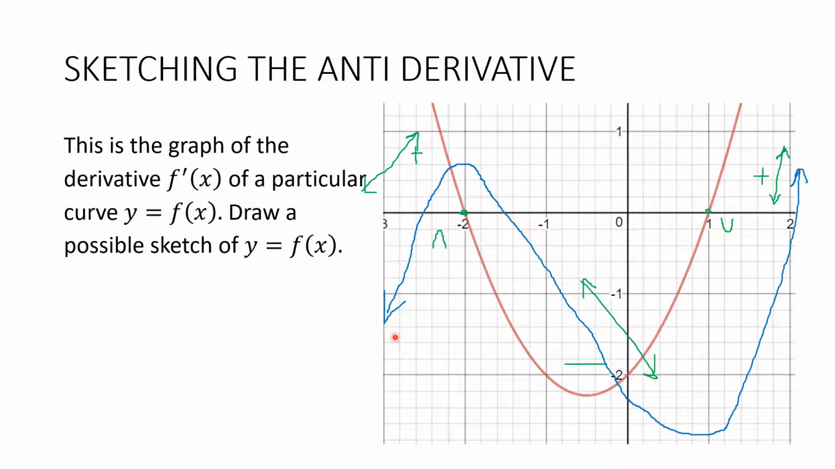So when you ask a question like this, you're looking for something that's increasing. It's got to have a turning point here. It's going to decrease. It's got to have a turning point here, and that's got to go up again.